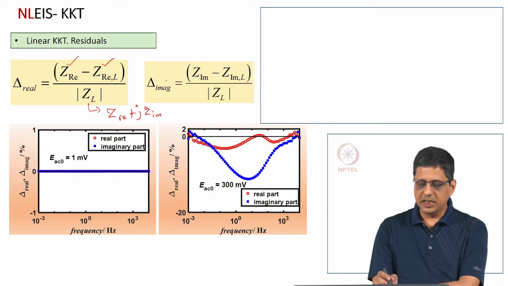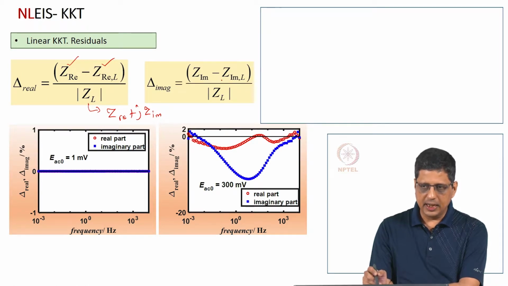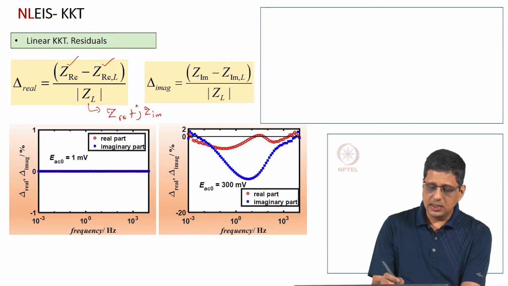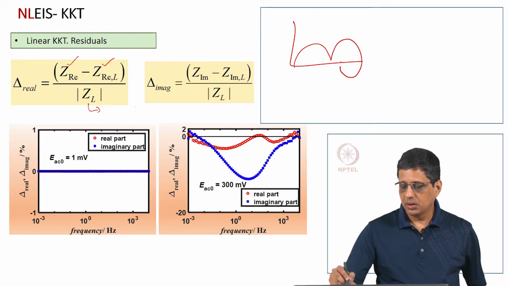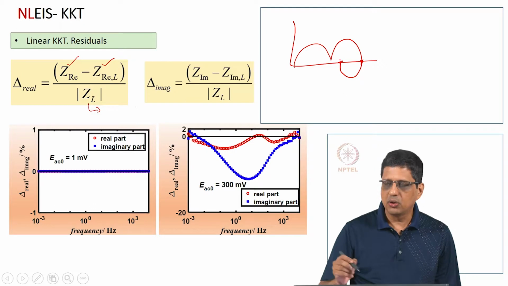And likewise for the imaginary part, the numerator consists of imaginary part of the original data and the measurement model data or the linear KKT predicted data, and the denominator consists of mod of z. This is important because sometimes if you notice, z imaginary may go through 0, may be close to 0.